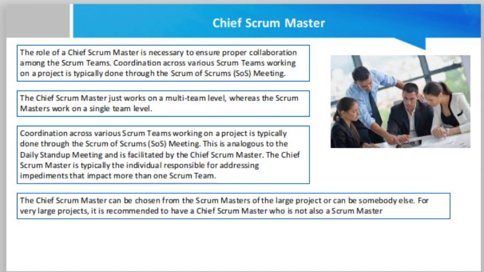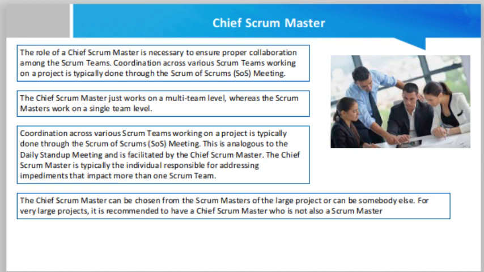There is no hierarchy between the Scrum Masters. They all are peers. The Chief Scrum Master just works at the multi-team level, whereas the Scrum Master works at a single team level. Okay, for example, there are five team members. So the Scrum Master is working with one team, and the other Scrum Master is working for another team.